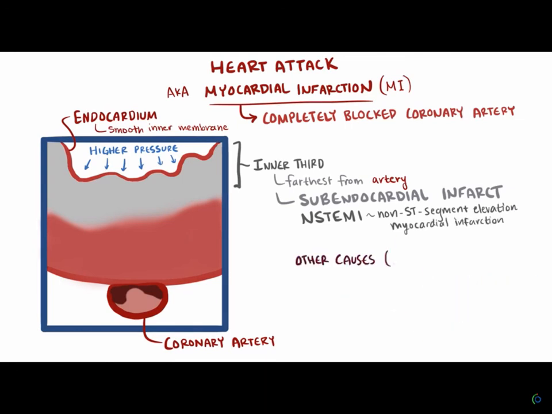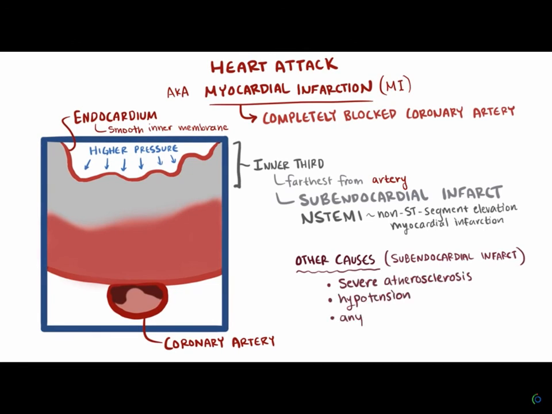Other causes of this sort of subendocardial infarct would be severe atherosclerosis and hypotension, anything that ultimately leads to poor perfusion of the heart tissue.